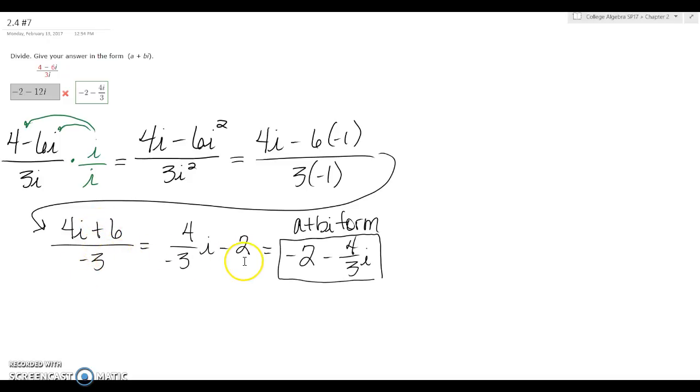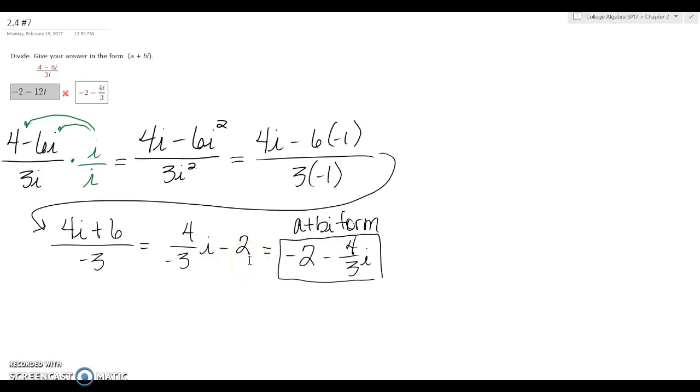Then I just split it into 2 because in order to be in a plus bi form, we have to have 2 separate terms, not just one complex term. So I'm dividing -3 into both terms of my numerator. So 4 over -3 doesn't divide evenly, so I'm just going to leave it: -4/3 i. And then -3 does divide evenly into 6 with a -2.